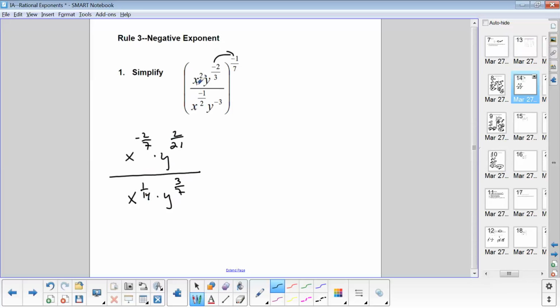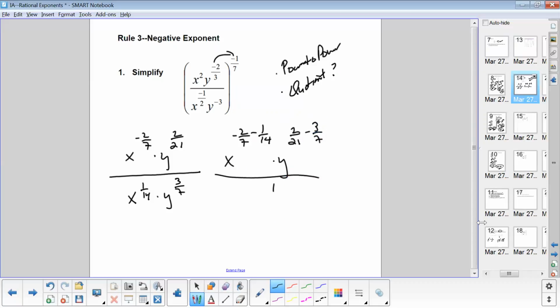So I had to incorporate the power to power rule, and now it looks like I'm going to have to use the quotient rule, and then we want to look at what's the result of using the quotient rule. Well, both have bases of x, so it'll be x to the negative 2/7 minus 1/14, and y to the 2/21 take away 3/7. So nothing in the denominator but 1.